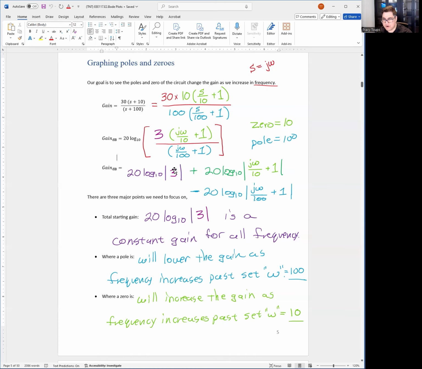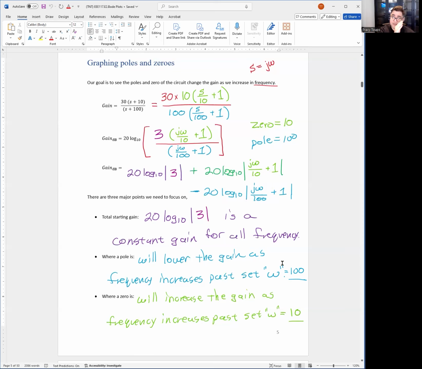The initial starting gain of 20 log 10 times 3. And this is constant for all frequencies, right? Remember, doing a frequency sweep between 0 and 10 kilohertz. Okay, this number is not going to change based on your frequency. The pole, on the other hand, will lower the gain as frequency increases past ω equals 100. That was that cutoff point where something happened in the circuit.